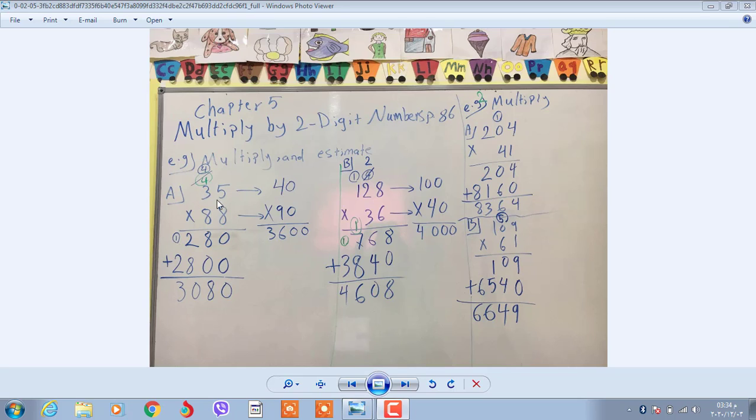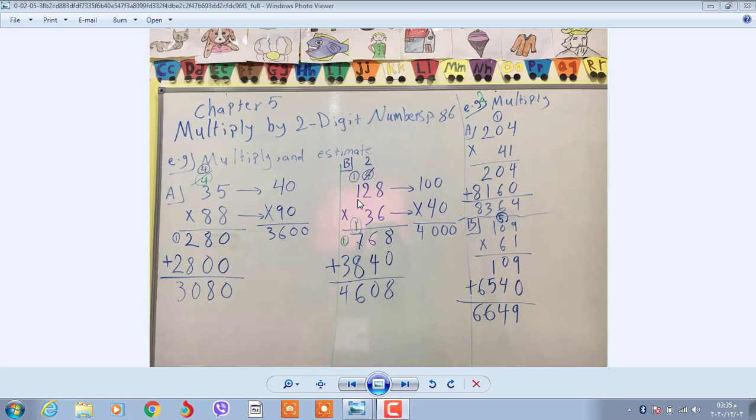And for the estimate, for 35 we have 5 behind the 3, so we increase 3 by 1, which equals 4, and in the tens we have 40. So the estimate for 35 is 40. And the estimate for 88 is 90, because 8 is greater than 5, so we increase 8 by 1 to get 90. 40 multiplied by 90 equals what? Because we have 2 zeros, write down 2 zeros. And 9 multiplied by 4 equals 36, so we have 3600.